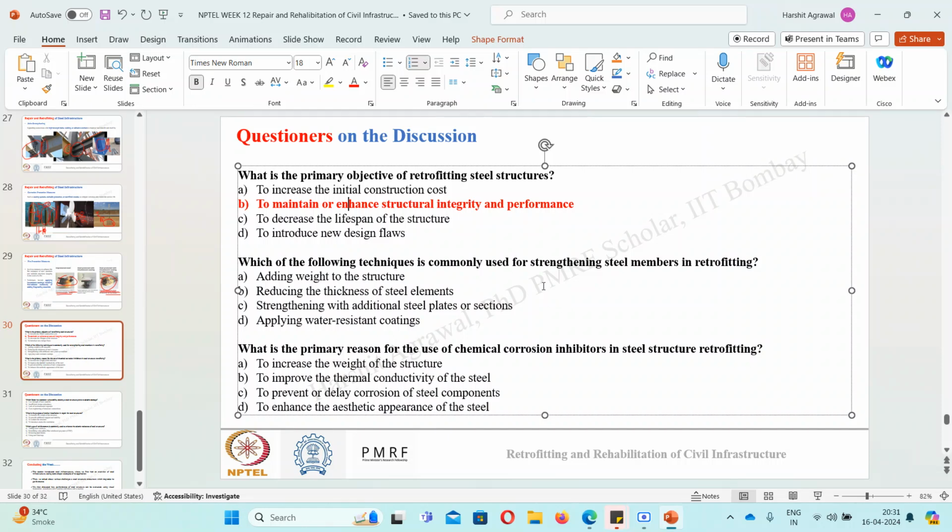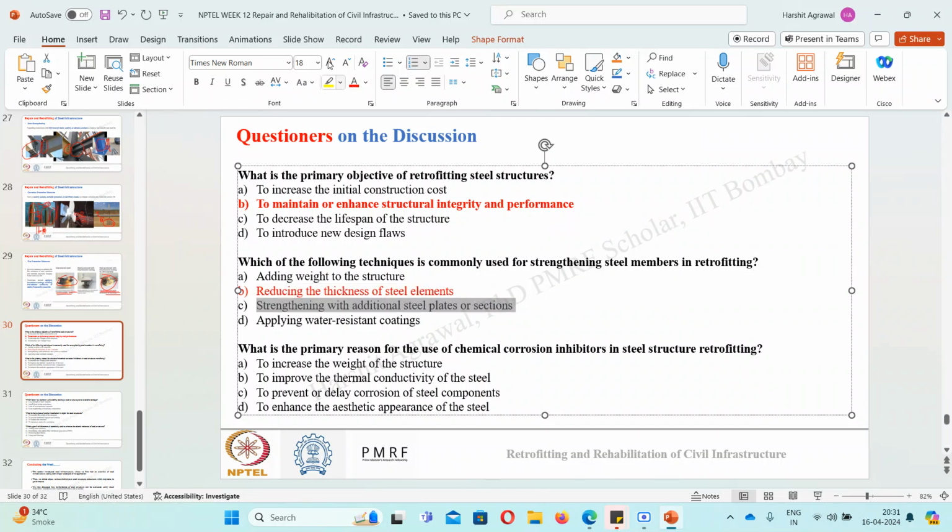Which of the following techniques is commonly used for strengthening the steel members in retrofitting? Adding weight to the structure? No. If we are adding weight, we are making it more vulnerable to damage. Reducing the thickness of structural steel elements? Yes, this can be one way.